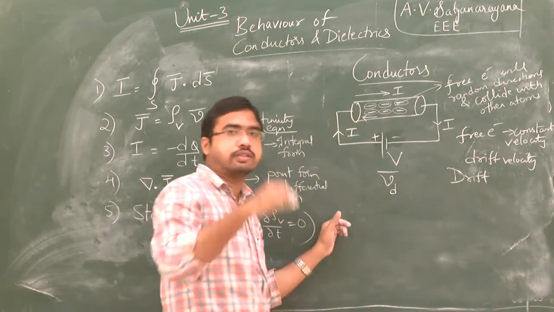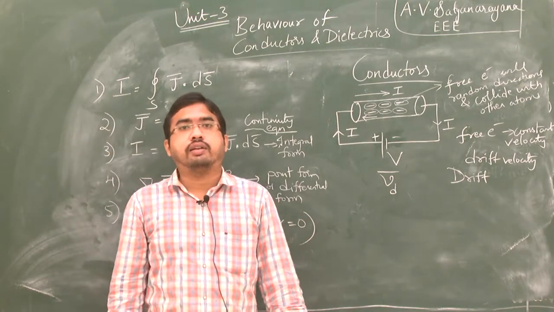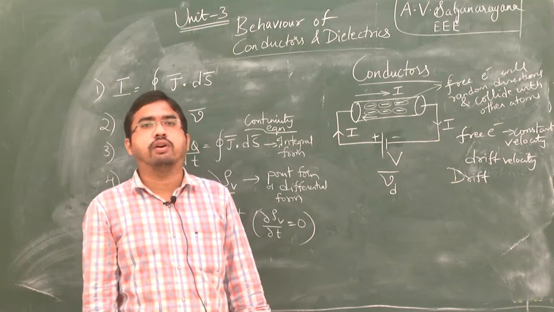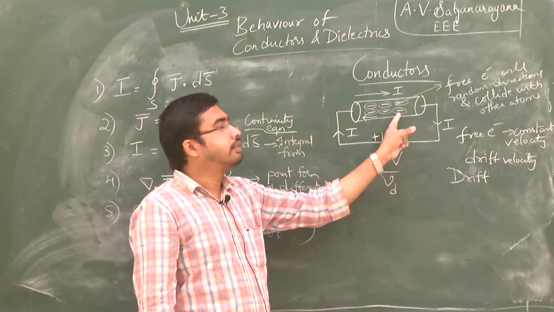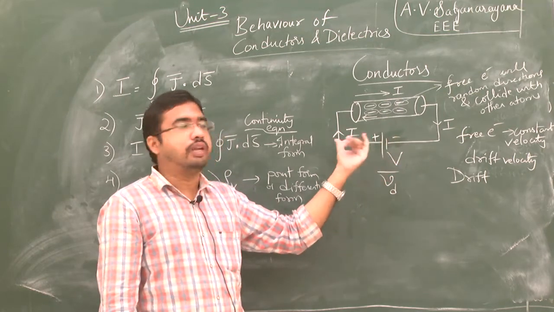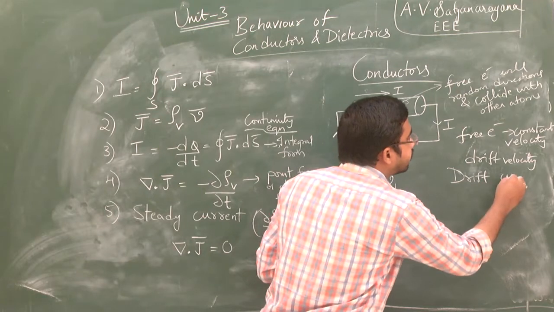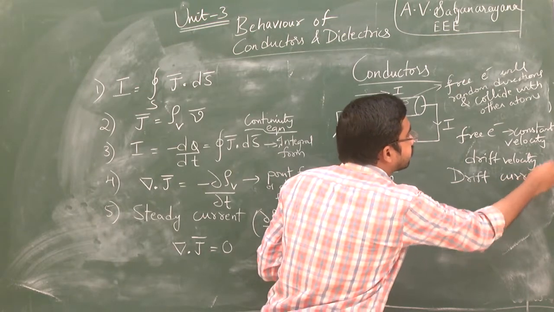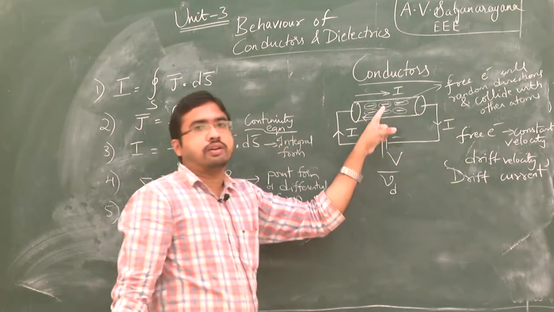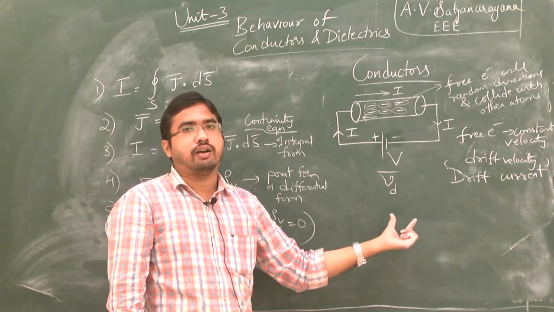Already we have defined in our starting lecture that the current that is flowing in a conductor due to drifting of electrons is called drift current. Now these electrons, after gaining the drift velocity, will start moving. That is called drift current. Now these electrons are moving with a constant velocity called drift velocity.